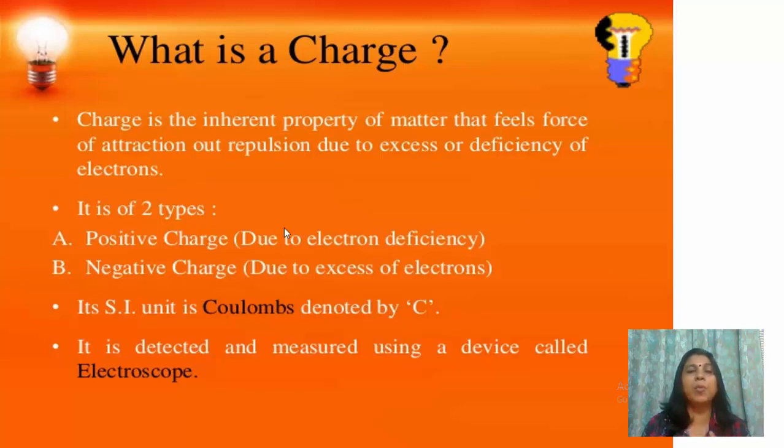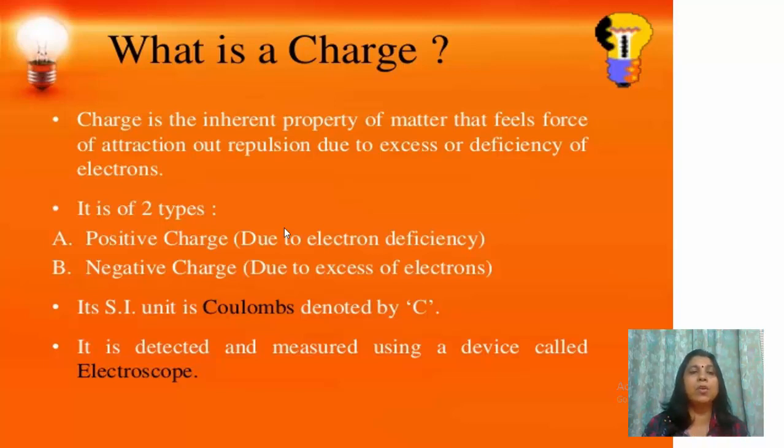The charge is the inherent property of matter that feels force of attraction or repulsion due to the excess or deficiency of electrons. Means the charges are of two types: positive charges and negative charges. We know atom is electrically neutral, but somehow the atom has to either lose electrons or gain electrons. Whenever an atom gains electrons, it gets a negative charge, and whenever it loses electrons, it gets a positive charge. So there are two types of charges: positive charge and negative charge.